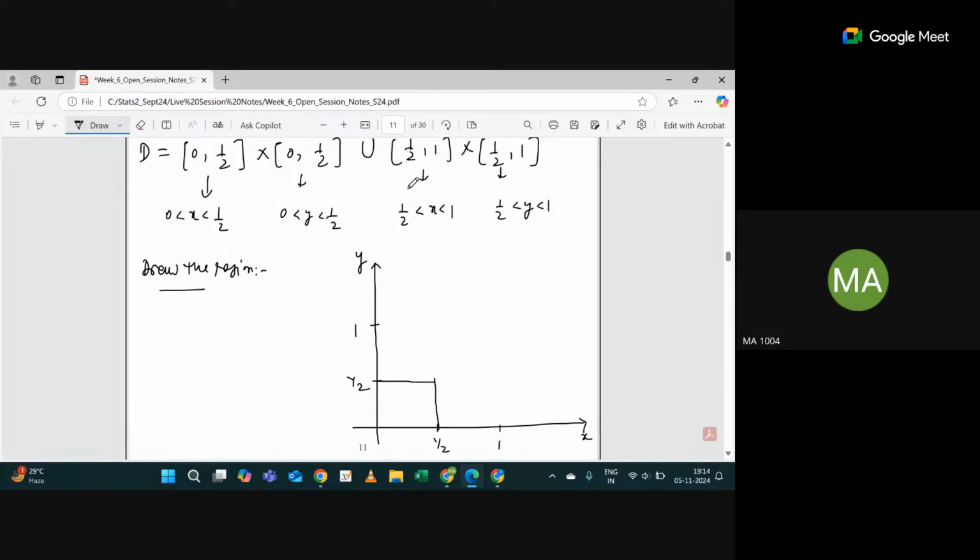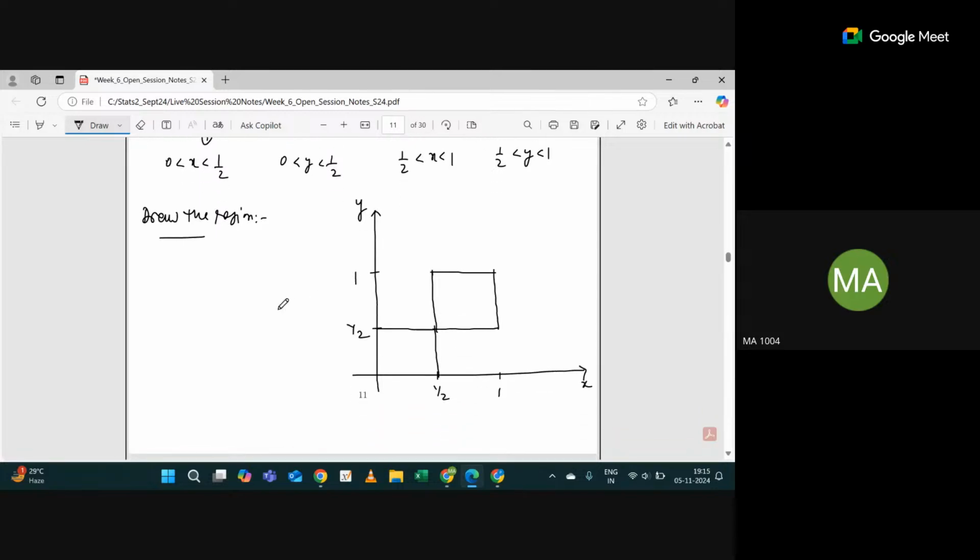And another, we are done with this part, right? Another is half to 1, x is half to 1 and y is also half to 1. That means y is half to 1 means this part, and x is half to 1 means this part. So these two squares we have, right? Correct. This is the region, right? Now what will be the area of D? Let's try to find.